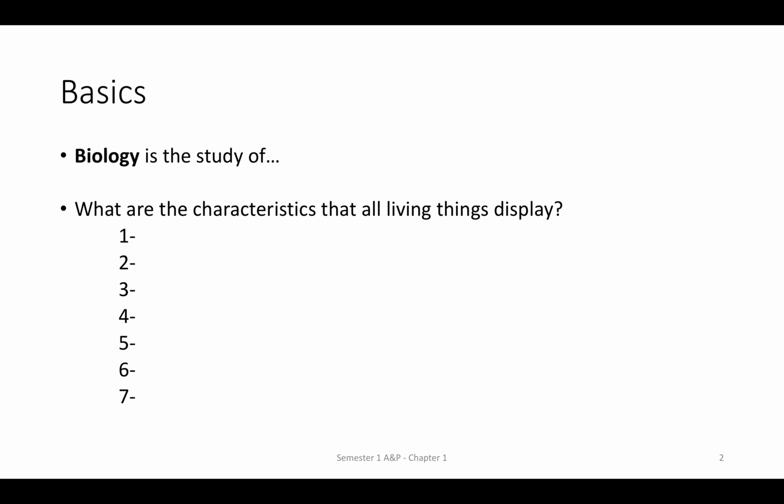So we started off with the basics that biology is a study of life, and in order to be considered a living thing, there are 7 characteristics that an organism needs. Those characteristics are they have to be able to reproduce, they're made of cells, they respond to stimuli, they grow and develop, they have metabolism, which means they're able to obtain and use energy, they adapt, and they're able to maintain homeostasis.